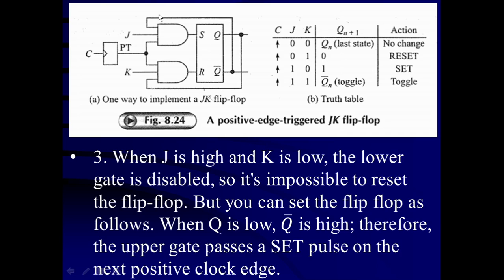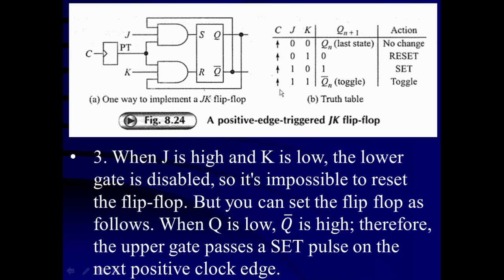This Q bar is coming as an input to the upper AND gate. So one of the inputs of the upper AND gate, Q bar, is going to be 1, and J is going to be 1. When the positive edge of the clock pulse occurs, all three inputs become 1 and the output of this AND gate is going to be 1. So S becomes 1 and R becomes 0, which can set the flip-flop. That means Qn plus 1 is going to be 1. So that is the third entry in the truth table. That way you can set the flip-flop.